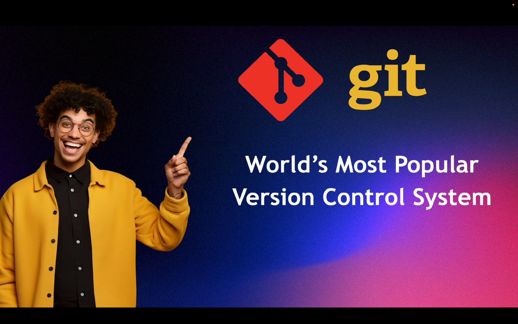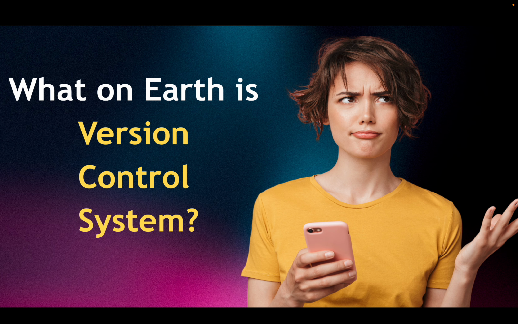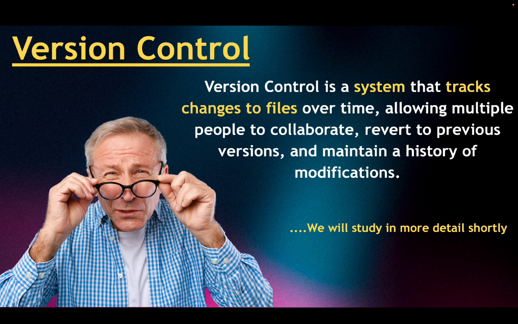The first step, the definition of Git: Git is the world's most popular version control system. Now you will still be having doubt: hey man, what are you talking about, what is this version control system, right? So let's try to understand the definition of a version control system. A version control system is a system that tracks changes to the files over time, allowing multiple people to collaborate and revert to previous versions. So this is the official definition. Now I'm not reading it further, but let's read the first two lines. It's the system that tracks changes to the files over time, right? This is the key thing. That is what a version control system is.